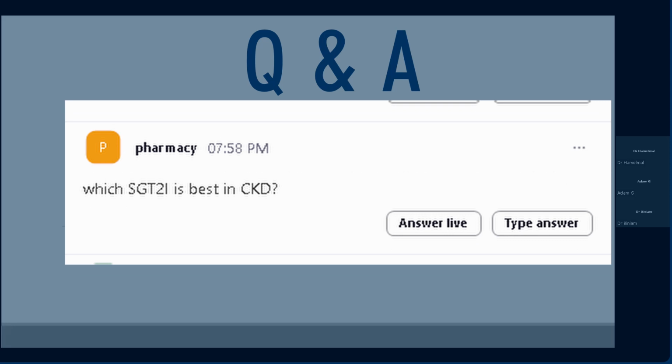SGLT2, which one is best in CKD? I'm not sure. Dapagliflozin has been shown in DAPA-CKD. Empagliflozin also, both have very good benefits in CKD. I'm not sure which one drug is better.